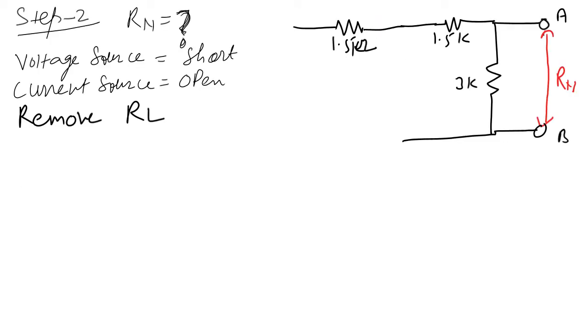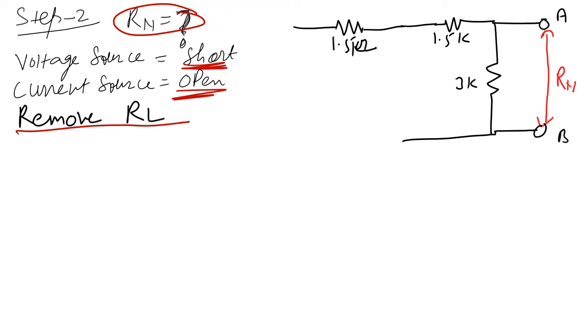Now we have to find the RN. To find the value of RN, first we have to remove RL. So RL we have removed, and the voltage source should be shorted, and the current source should be open.